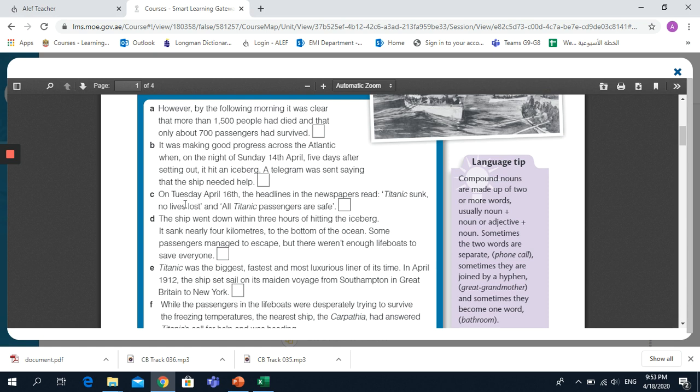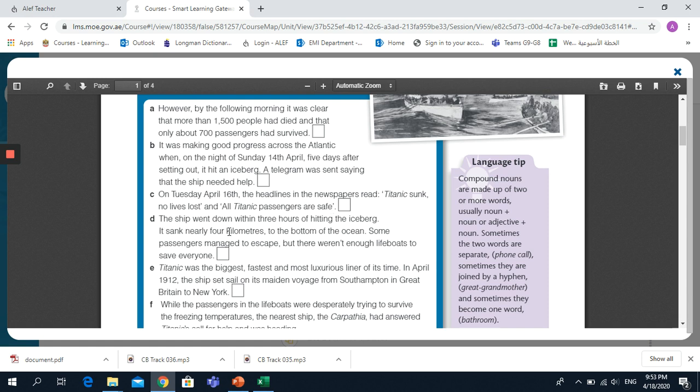Paragraph C: on Tuesday, April 16th, the headlines in the newspapers read, "Titanic sunk, no lives lost, and all Titanic passengers are safe." So this was the beginning of the news that reached the people in New York and in England, that nobody had died and all the people were safe.